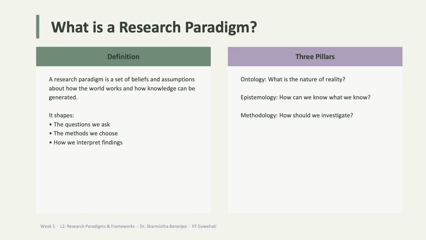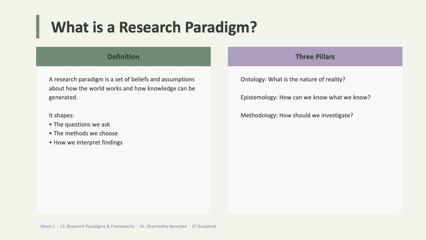So what do we mean by research paradigm? When you are trying to do a particular research, we have to look at three different aspects: the ontology, the epistemology, and the methodology. A research paradigm is a set of beliefs and assumptions about how the world works and how knowledge can be generated. It shapes the questions we are going to ask and the methods that we choose for conducting our user research, and how we will be interpreting the findings that we get post our user research.